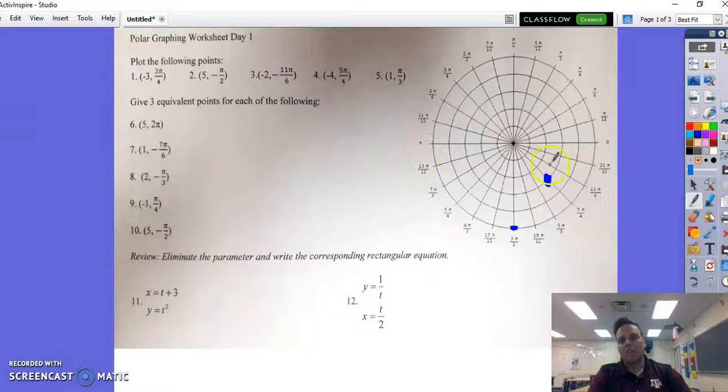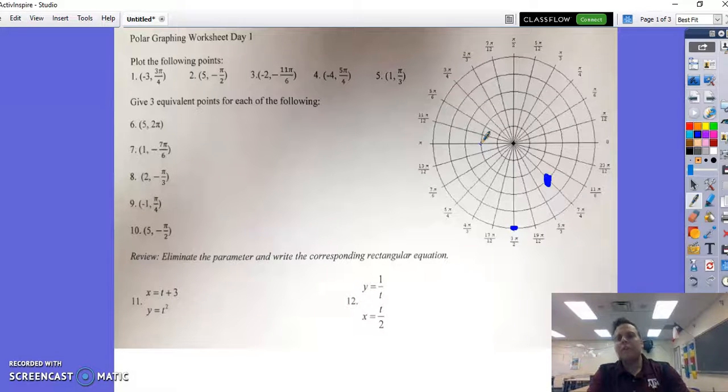-2, -11 pi over 6. Okay, so -1, -2. So I start right here on this second circle on the left side. And I need to go -11 pi over 6. Okay, so let's think about that. How do I go -11 pi over 6?